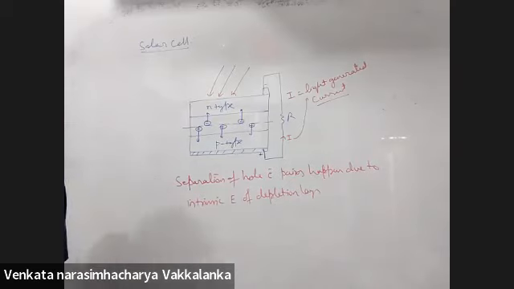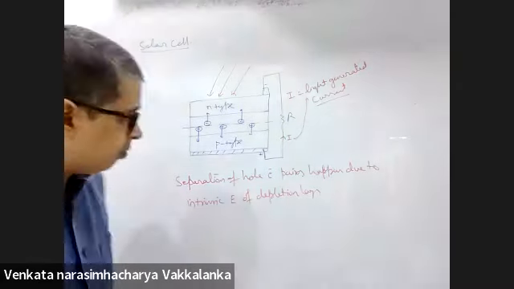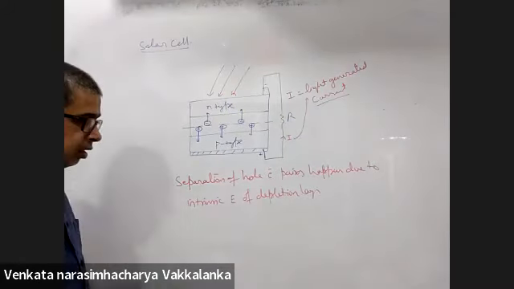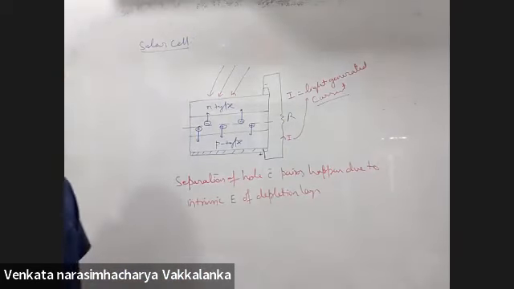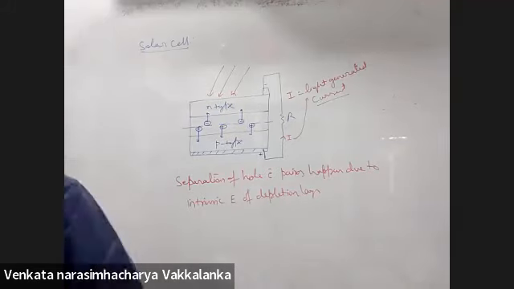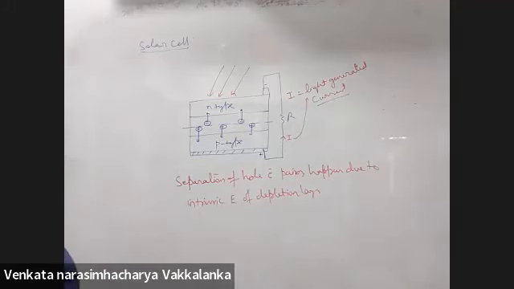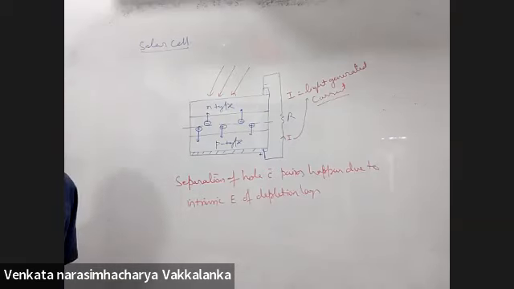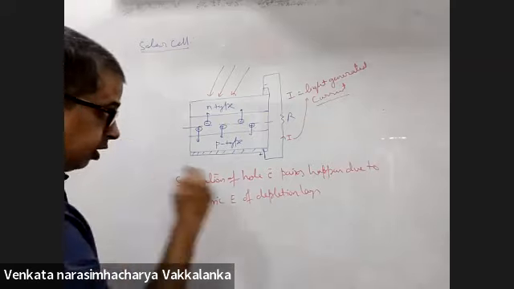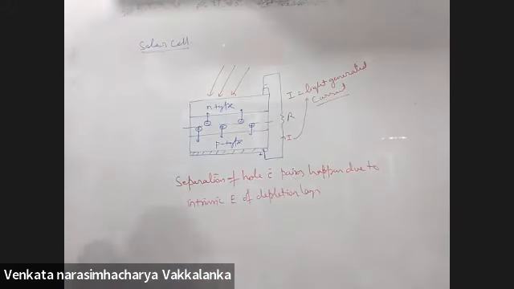So what after intrinsic? Pardon? What after intrinsic? Electric field. Okay, intrinsic electric field of the depletion layer. It is hole electron pairs, no? Hole electron pairs. Okay. Thank you, sir.